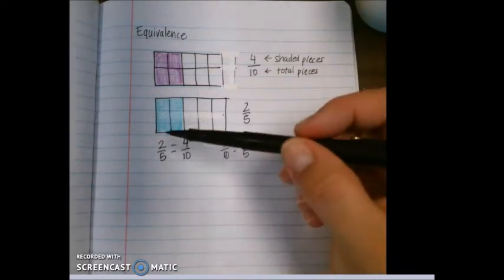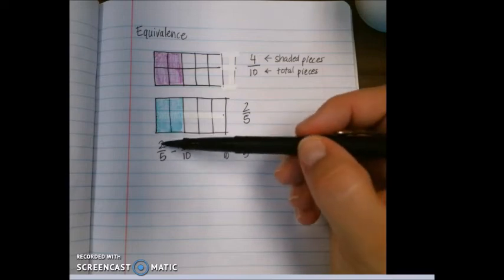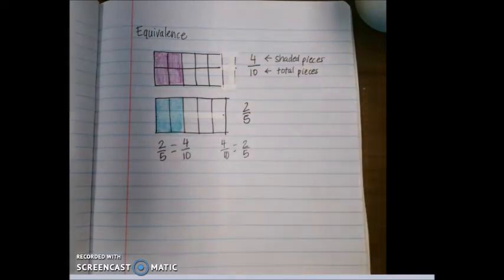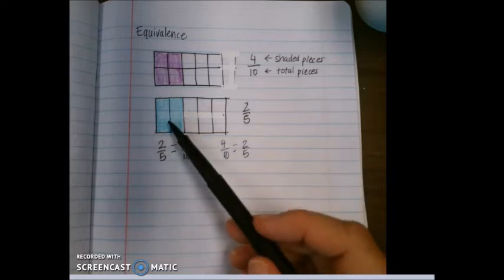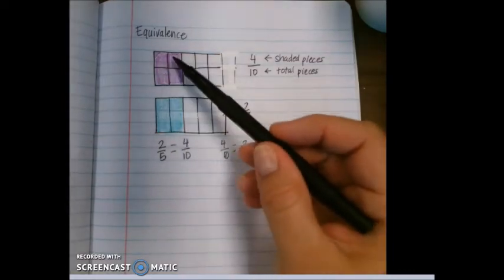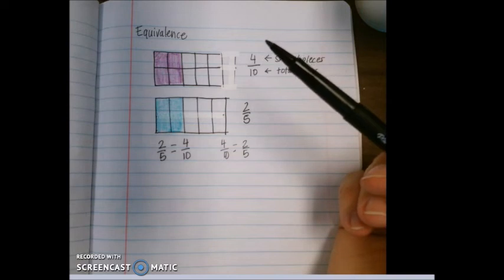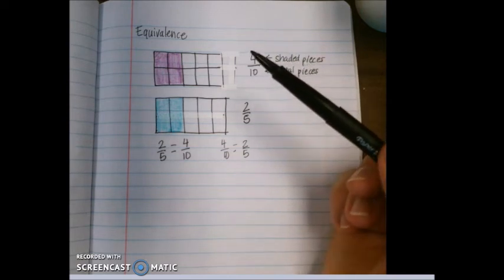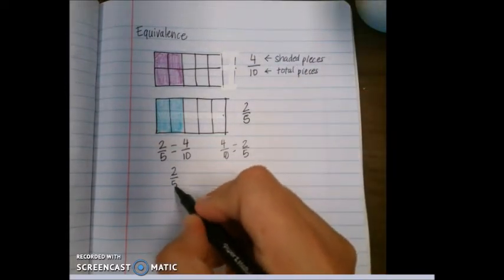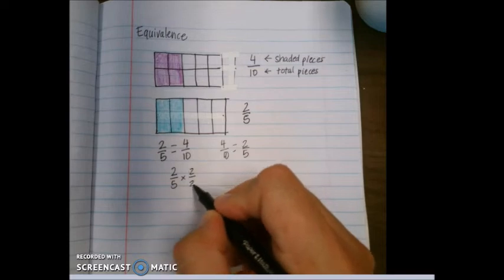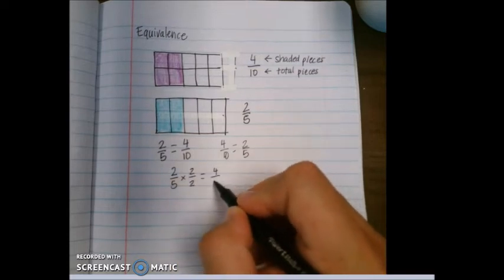So that's right. So what Mason said was 2 times 2 equals 4. And 5 times 2 equals 10. Right? With me? Well, didn't I take these 2/5 and divide each of them into 2 pieces? Yeah, right? Okay, so that's what I did. I multiplied by 2. So, we can say this. 2/5 times 2 over 2 equals 4 over 10.